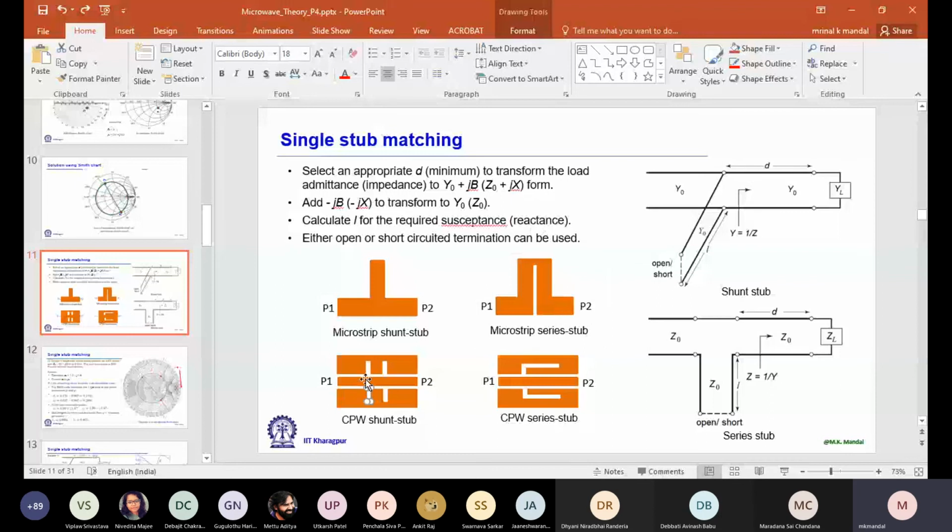The same thing is true for CPW line. For CPW line, sometimes it is really difficult to understand whether it is series or shunt. So we have to consider the CPW section, how it is oriented. Well, in this first example, these two slots form the CPW section.